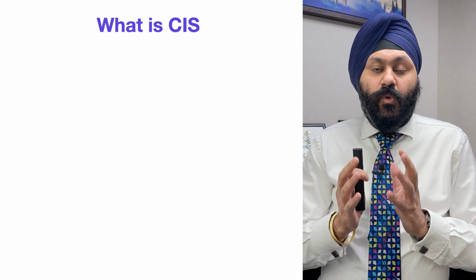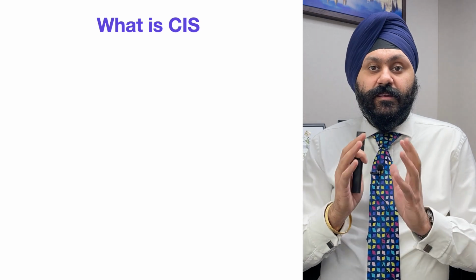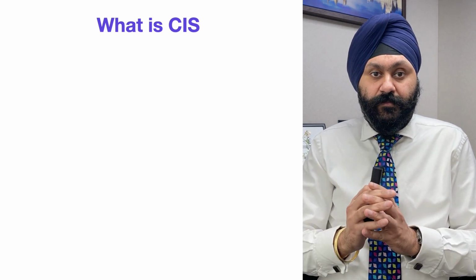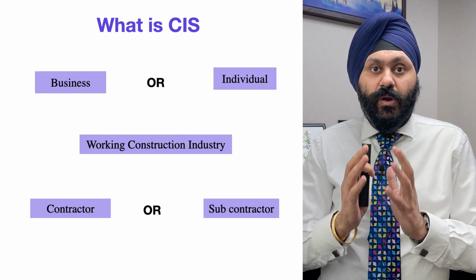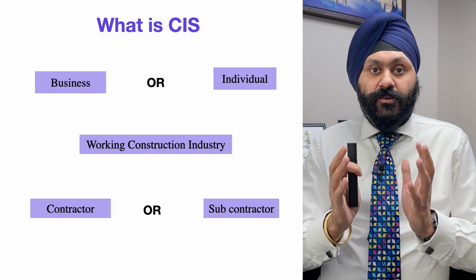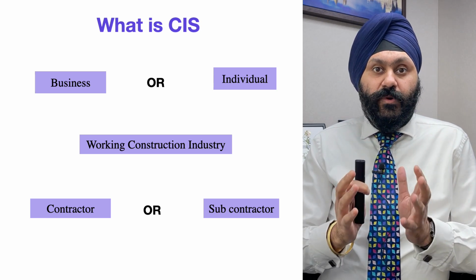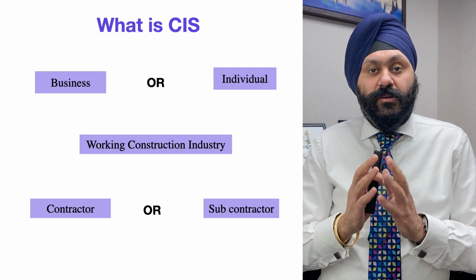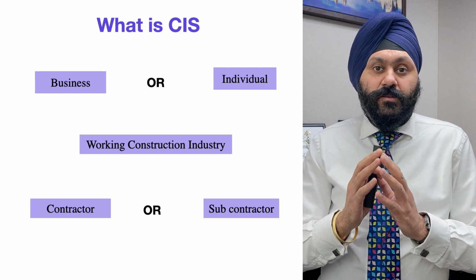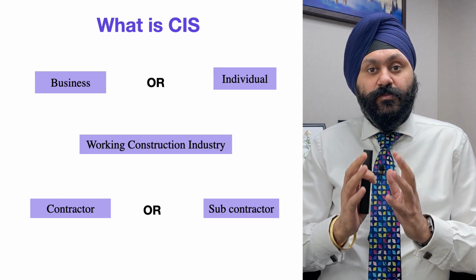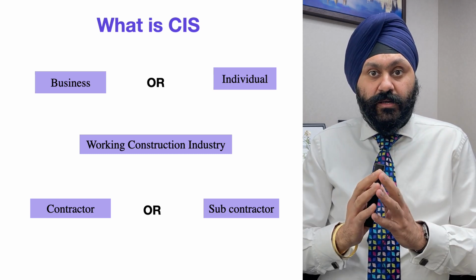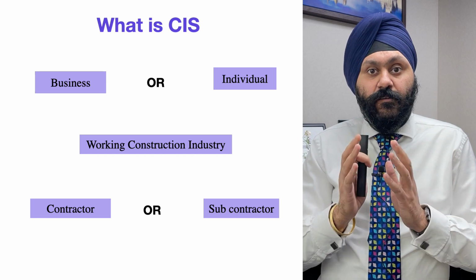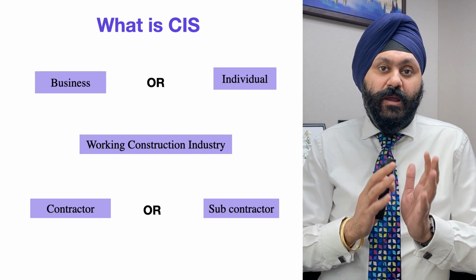Let's discuss what is CIS. CIS means Construction Industry Scheme. Any business or individual working in the construction industry as a contractor or a subcontractor needs to abide by Construction Industry Scheme laws. The whole idea of this scheme is that HMRC wants a contractor to withhold tax from a subcontractor and pay it to HMRC.